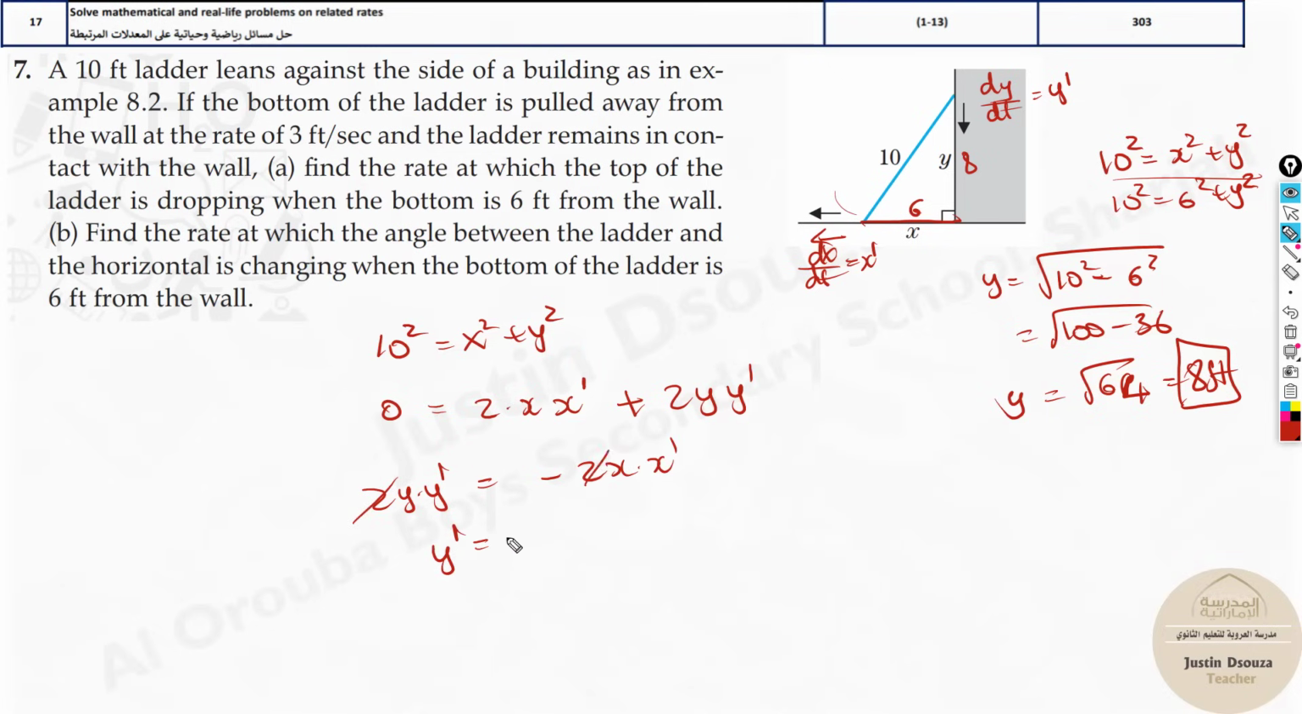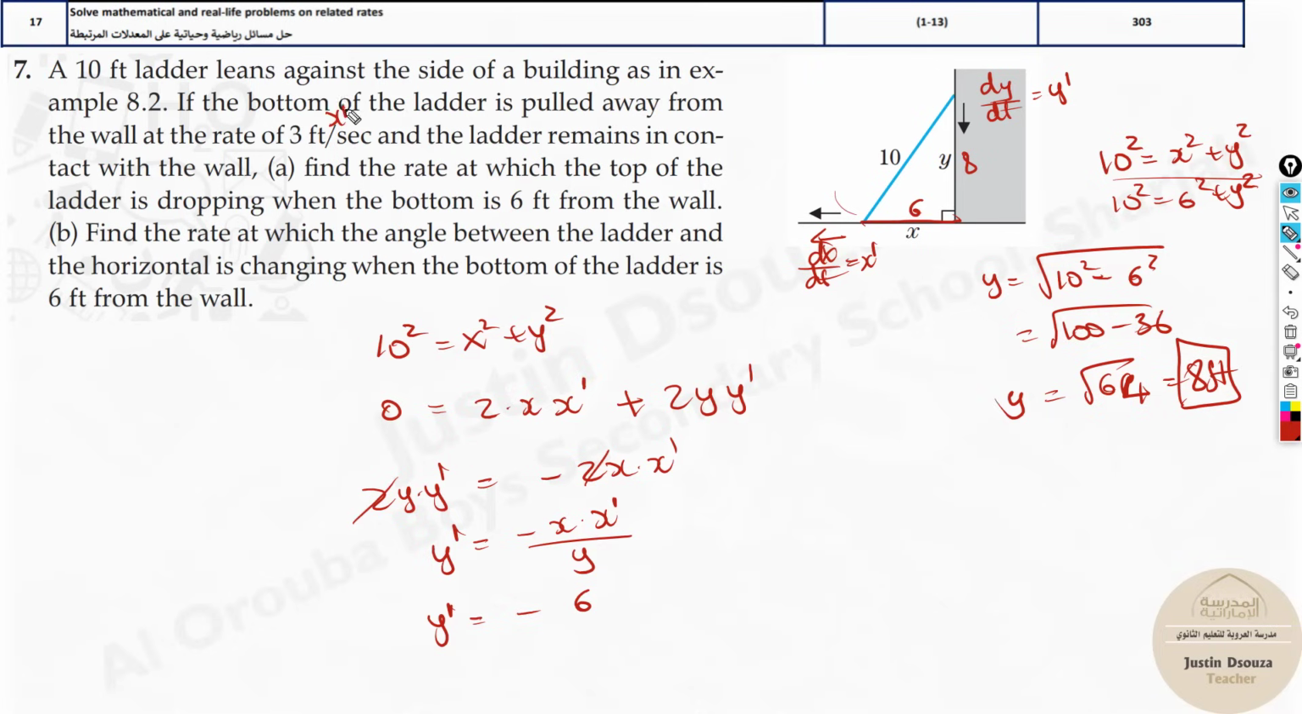So 2 and 2 cancel. You will have minus x times x dash divided by y. This is the term. Now what next? Substitute the values which you just found over here. The x value is 6, given. x dash is also given.